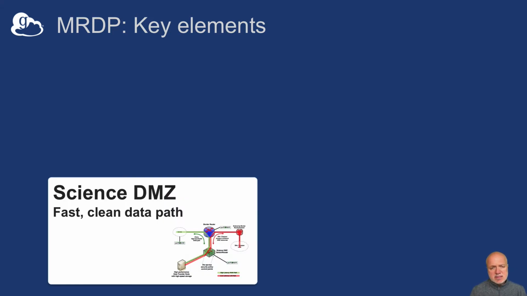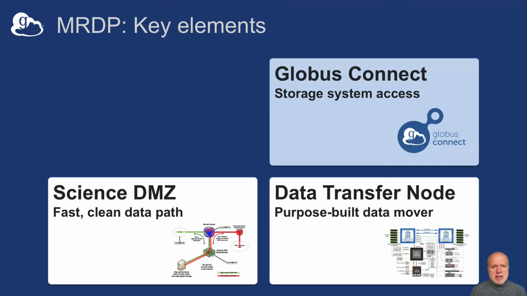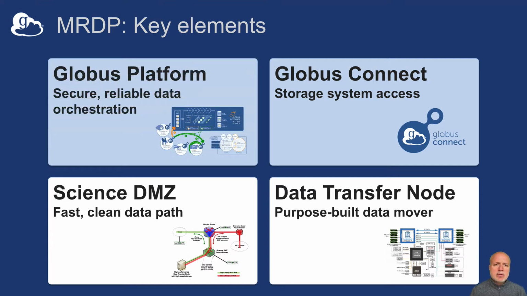Underpinning everything is the Science DMZ, which provides a nice clean data path between different data transfer nodes, which are ideally servers that are designed for moving large volumes of data efficiently. And then we have Globus Connect, which is a piece of software that makes diverse storage systems accessible to this solution. And bringing it all together are services in the Globus platform that allow you to orchestrate this data movement, sharing, description, discovery, and so on.